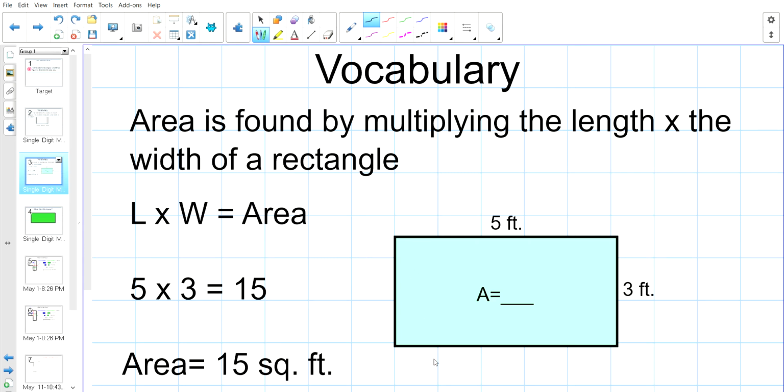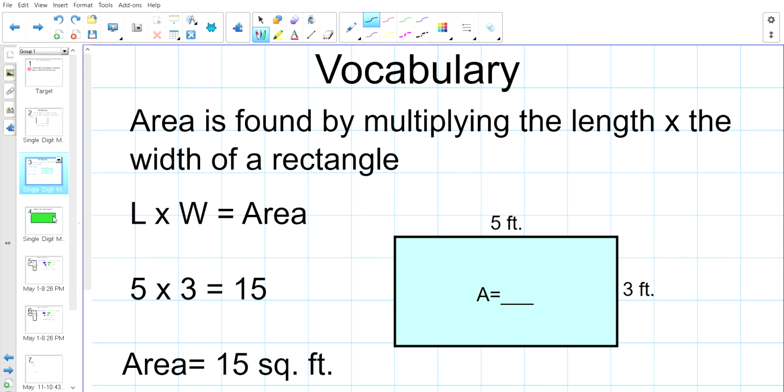Look at this teal rectangle here. You can see that this rectangle is 5 feet wide and 3 feet long. 5 times 3 equals 15. So the total area or amount of space covered by this rectangle is 15 square feet. Remember, area is always measured in square units.